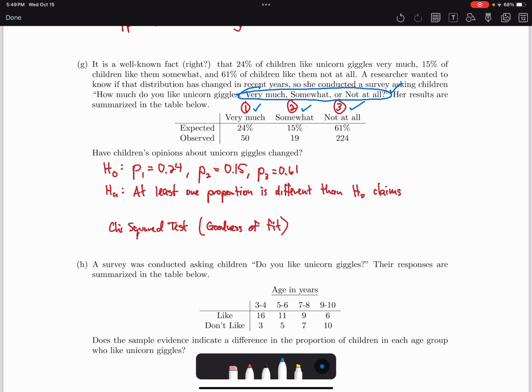And so then the question is, should I be running a goodness of fit test or a homogeneity test? Well, if I were running a homogeneity test, then I would have to be testing to see if the proportions were all equal.